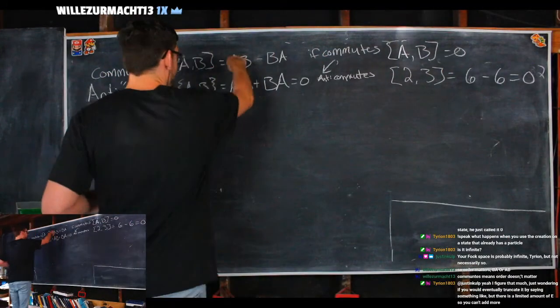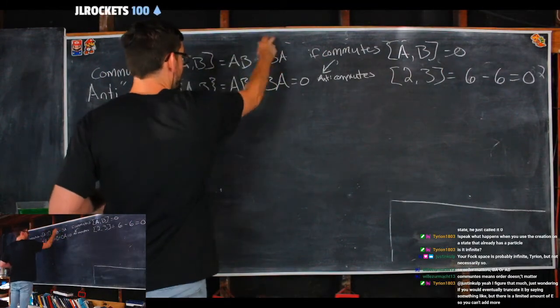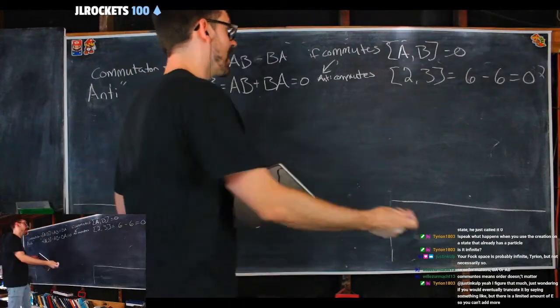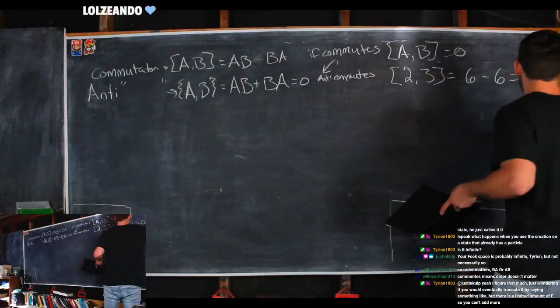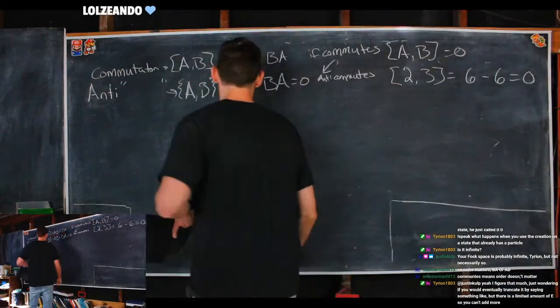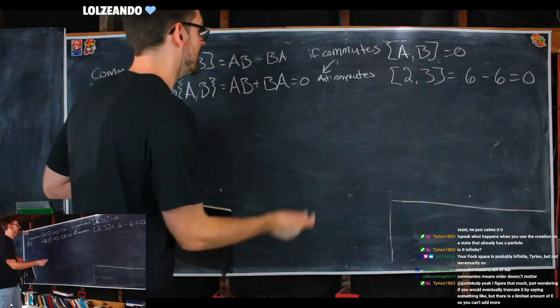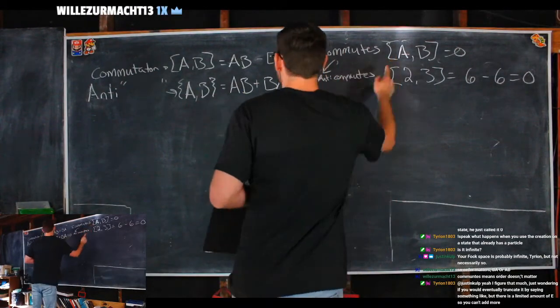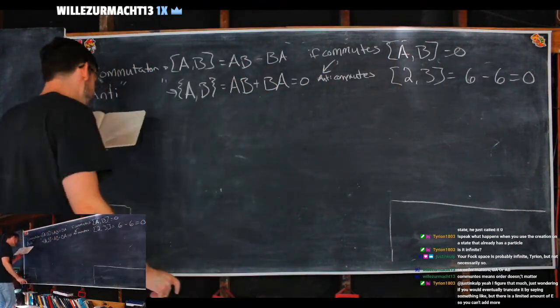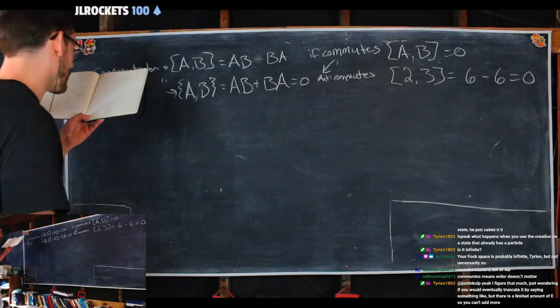2 times 3 is 6. 3 times 2 is 6. That equals 0. So in numbers land, where we normally do our basic algebra and things like that, we know everything commutes. It's commutativity. That's a property that we study when we start learning math. But now, in physics, we have something where these don't do that, right? We have operators that don't always commute.